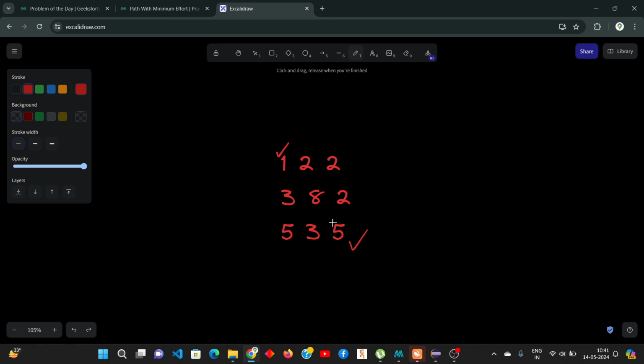And how can we calculate the effort? That is, we have to consider all the adjacent values. So basically, we have to calculate the absolute difference of two nodes. That is 1, here is 0, and 3. And if you consider this path, then it will be 2, 2, 2, 2.